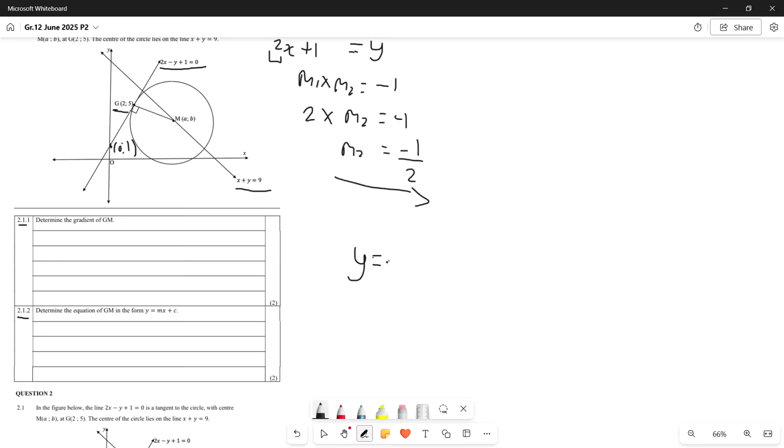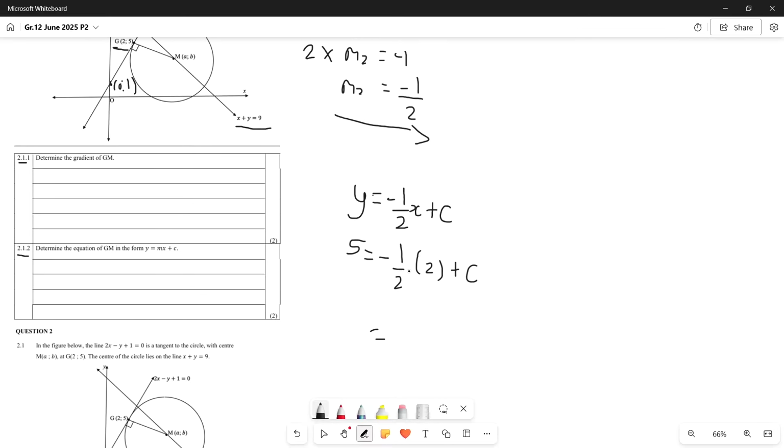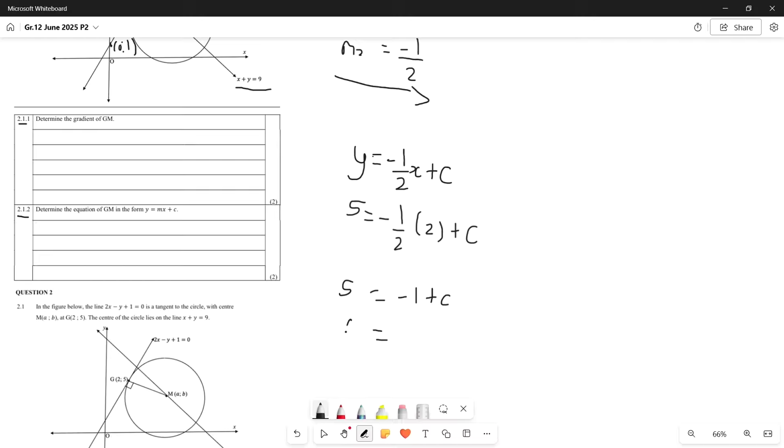So y equals -1 over 2 x plus c over here. And then the y value is 5 over there, equals -1 over 2 times x, which is 2 over here, so we can plug that in, plus c. What we have is -1/2 times 2 is -1, 5 is over here, plus c is over here. Take our 1 over, c equals 6, and then therefore y equals -1 over 2 x plus 6. And that is our final answer.